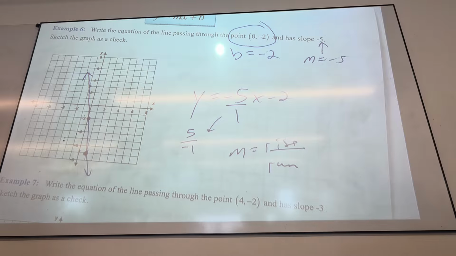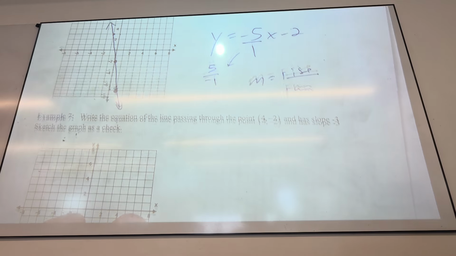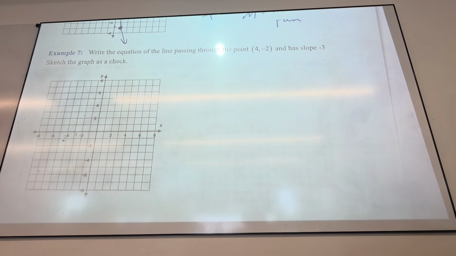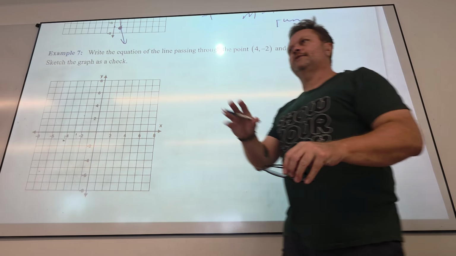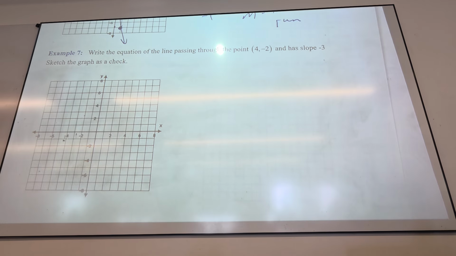What's different about number 7? Example 7 didn't give you the y-intercept. They didn't give me the y-intercept, so I don't know what b is, right? Now, there's a reason. Does anyone know? All right. Well, let me just say it this way. If you happen to know how to use mx plus b to get the equation, even though we don't know b, I recommend you don't do it that way.